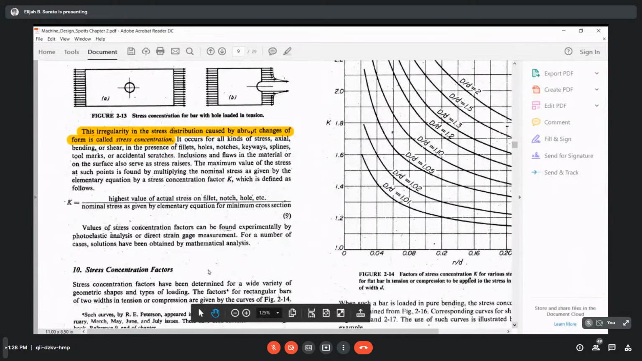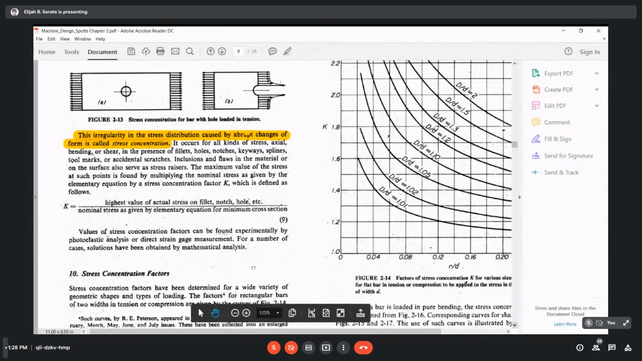Now, stress concentration factor K is defined as the highest value of actual stress on that fillet, notch, or hole, meaning that higher value of stress over the nominal stress. Okay?